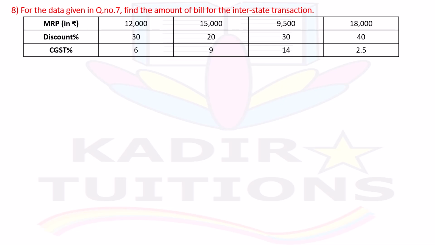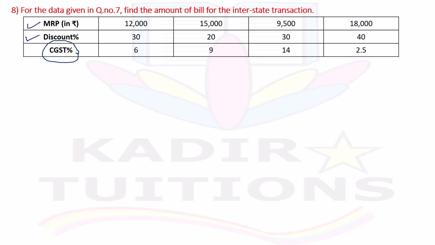In this, for the data given in question number 7, find the amount of bill for the interstate transaction. See, the data which is given as MRP is given and discount percentage is given, and here instead of GST they have given CGST. Usually the CGST comes into the picture when it is an intrastate transaction. Actually our question number 7 is an intrastate transaction. If you want to refer the question, you can check the video 3 of GST series. In that question we have solved all these things for question number 7.